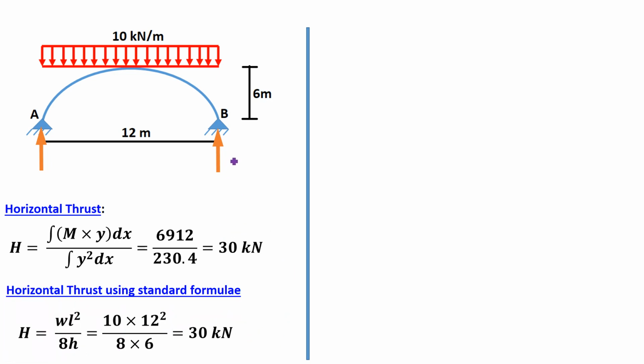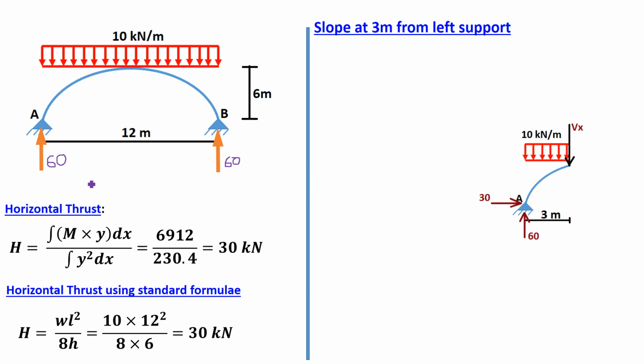Okay, so this is the first unknown, the horizontal thrust. Now the remaining two unknowns are normal thrust and radial shear at 3 meter distance from the left support. If you want to find out normal thrust and radial shear at 3 meter from the left support, first we have to find the value of slope at that point, that is 3 meter from the left support.